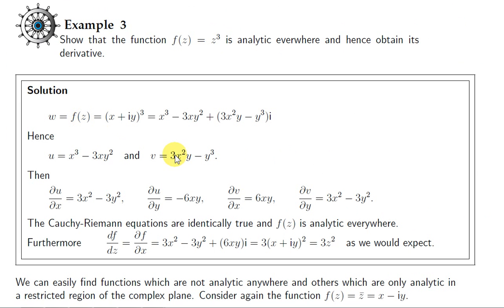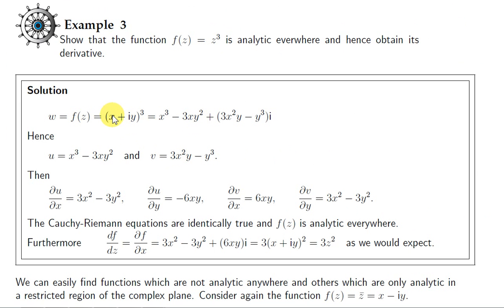So we need to find what u and v are by getting f of z. So z is given by x plus iy. We need to cube it out. So we cube the first term, x cubed. We have 3 times the first term by the second term squared. So that's 3x times iy times iy. Well, iy times iy is minus y squared.